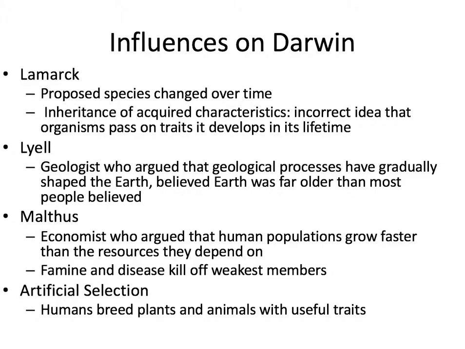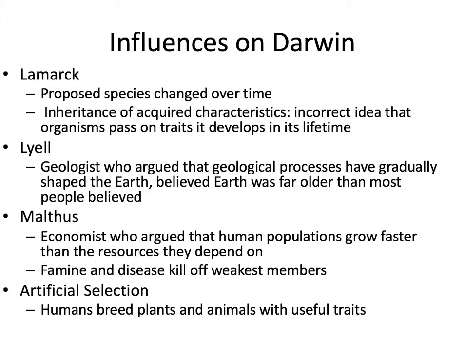This turned out to be an incorrect idea. And it's the idea that organisms do things in their life that changes them, and then they can pass those traits on. So for example, he believed that a long time ago giraffes had really short necks, but they spent their whole life stretching their necks to get leaves that were out of reach. And because they were stretching their whole life, their necks got long, and then their children were born with long necks. This turns out to not be how evolution works. However, Lamarck was influential on Darwin.